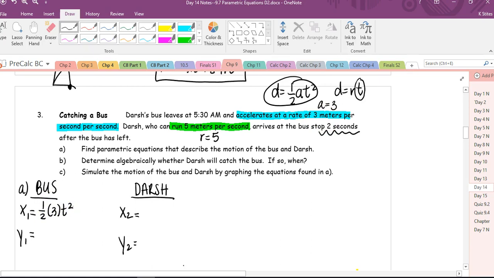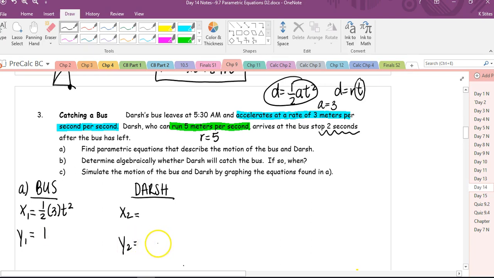where a is 3 meters per second. For y1, the only purpose of this is that when we graph it parametrically, it is going to show us both the bus and Darsh's graph at different levels. So we want to give a number to show how high up we want his graph to be. It doesn't really matter how high up you want it to be. I would not put 0 because then you're on top of the x-axis. It's going to be harder to see what's going on. So I'm just going to put a 1.